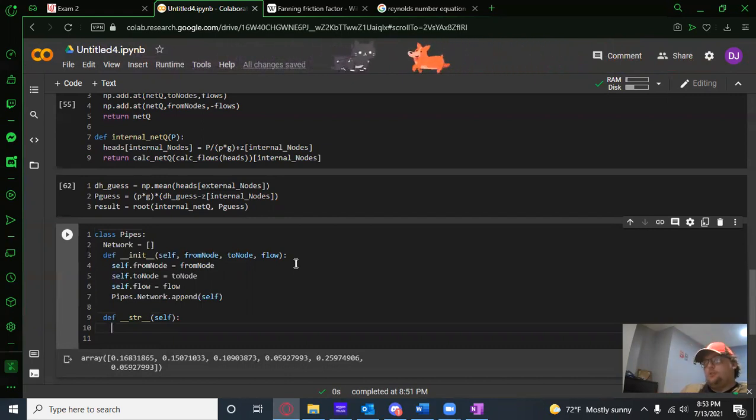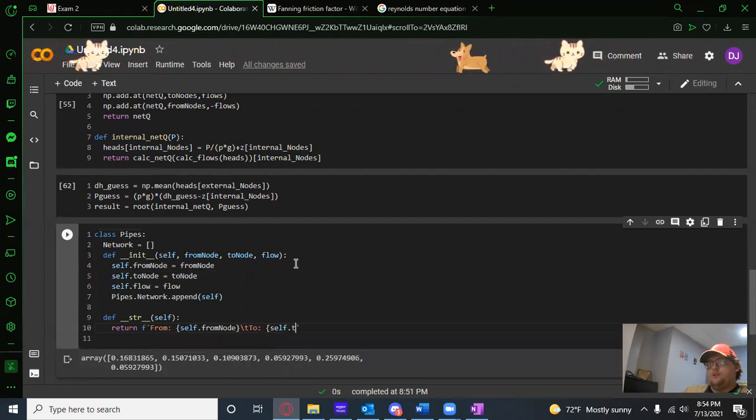So for each of these, we want our from, which will be our self.from node, tab, then self.to node, and a flow of self.flow.